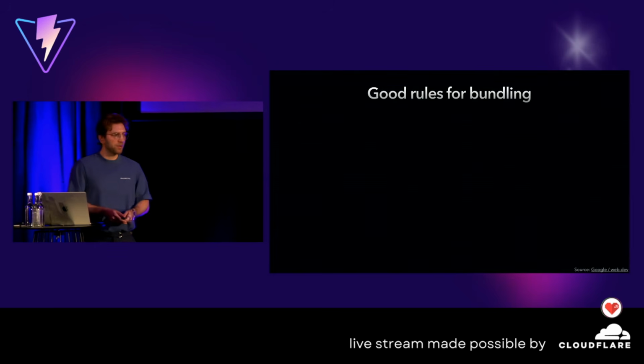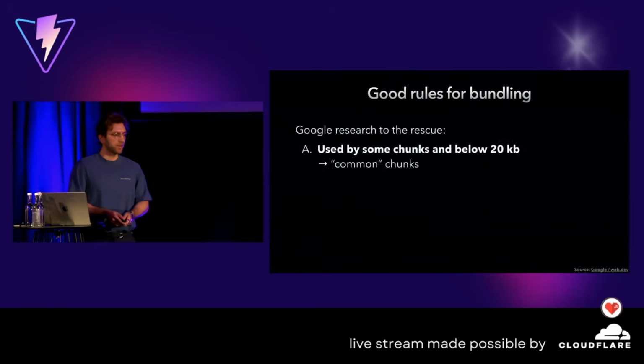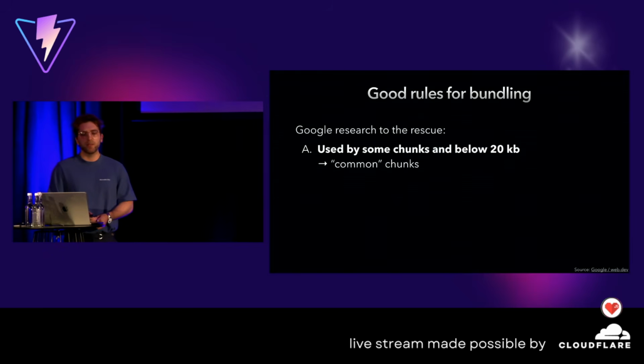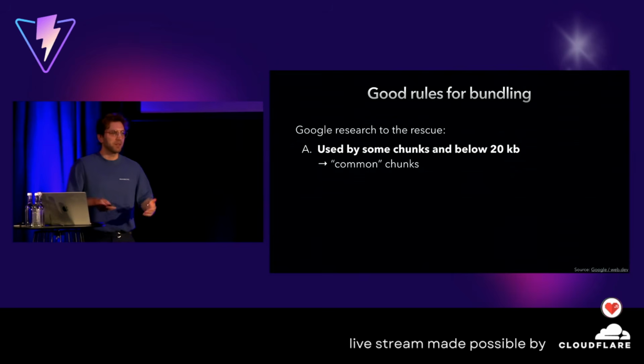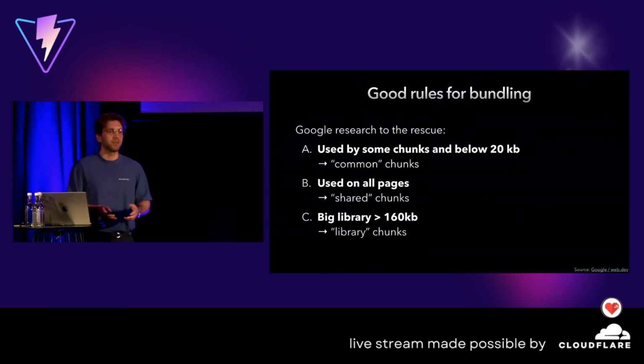And once again, Google has done research on this, and they established 3 rules. So first, if it's used by some chunks, and if it's below 20 kilobytes, put it in something called common chunks. So the name isn't fixed. You can name it whatever you want, but that's just for simplification. Then if it's used on all pages, put it into a shared chunk. And finally, if it's a big library, put it into a library chunk.